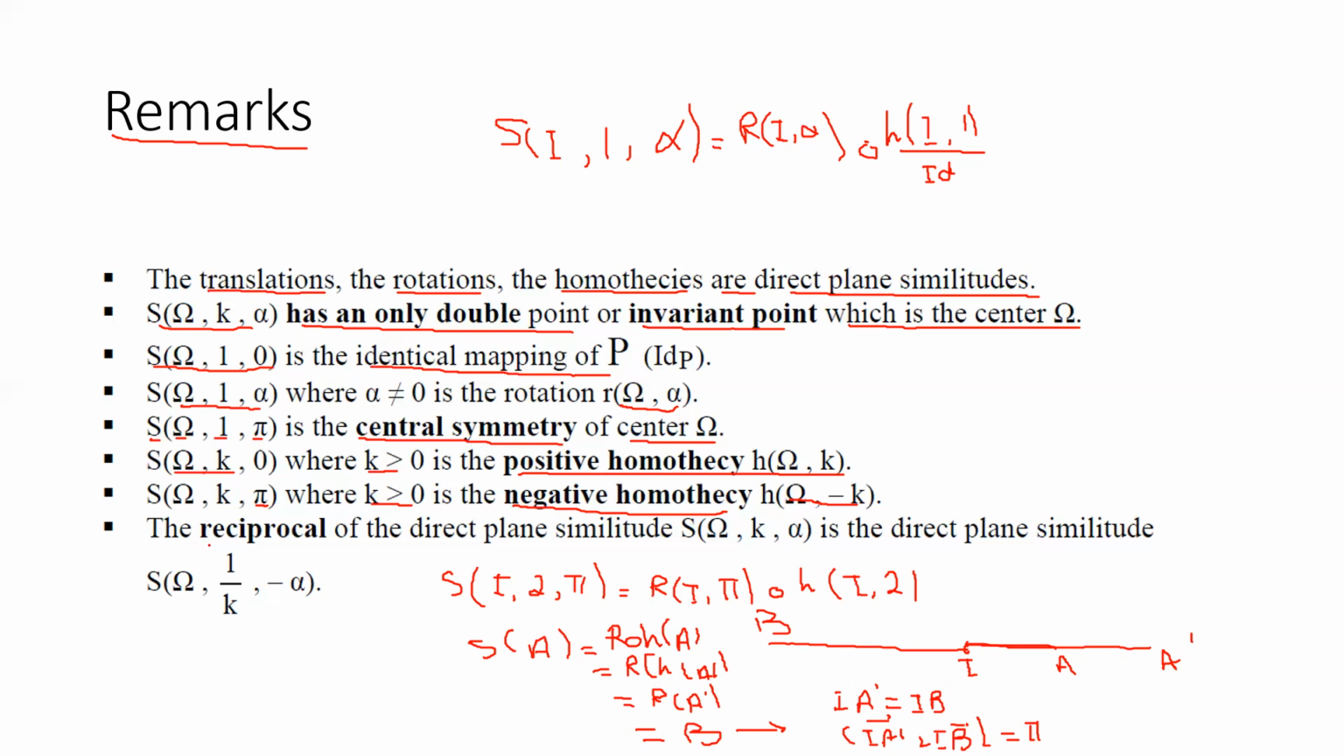The last one, the reciprocal of a direct plane similitude S omega K alpha is a direct plane similitude with center omega, ratio 1 over K and angle minus alpha. This is called the reciprocal of the direct plane similitude, or the inverse.